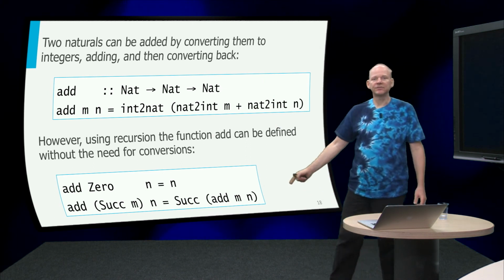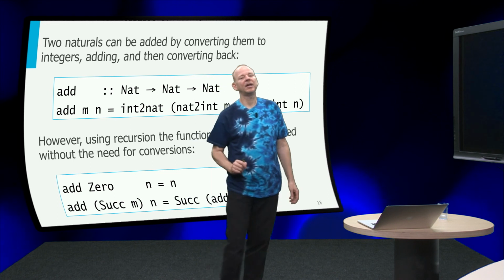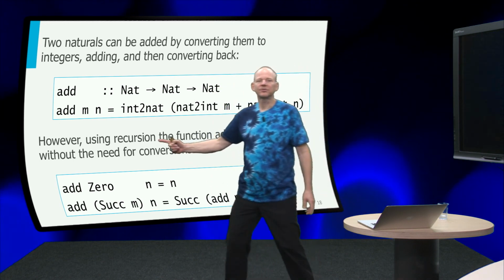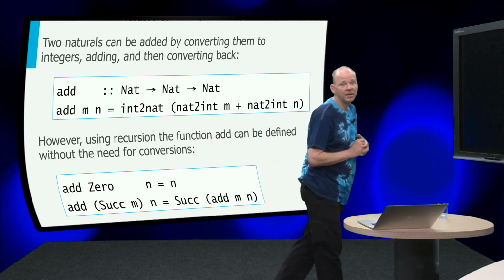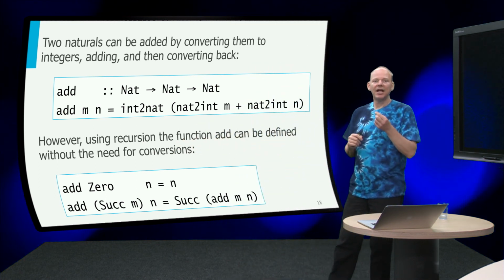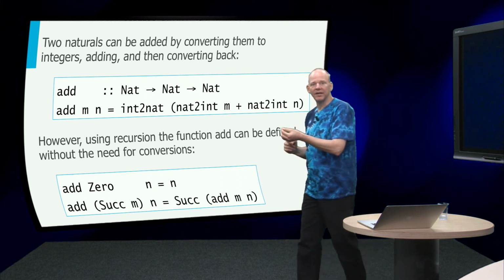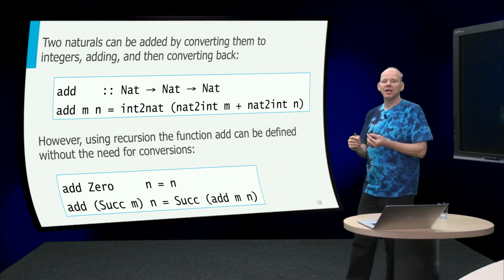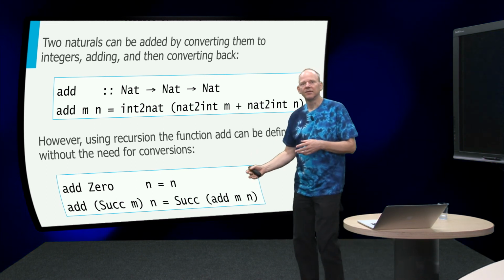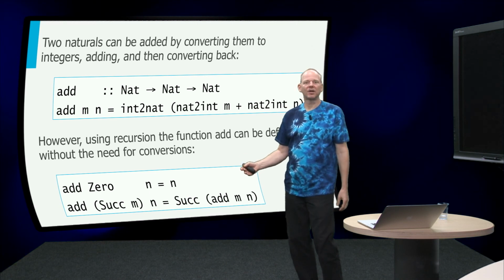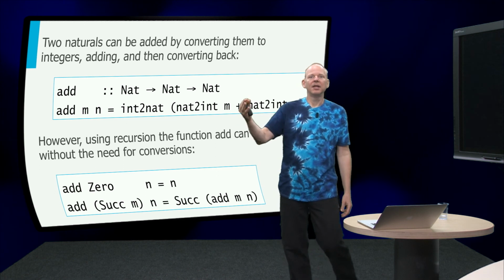That's not very efficient. So instead, we can define this directly by induction over the natural numbers. If we add 0 to n, that's the same as n. And if we add m plus 1 to n, well, that is m plus n, plus 1. That's the definition that you see here. I think this one is much more elegant than the previous one, but they are equivalent.